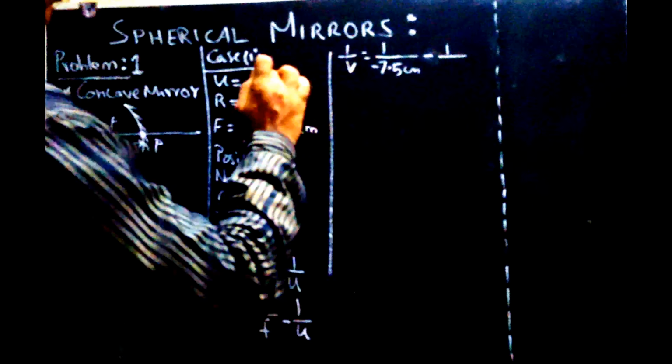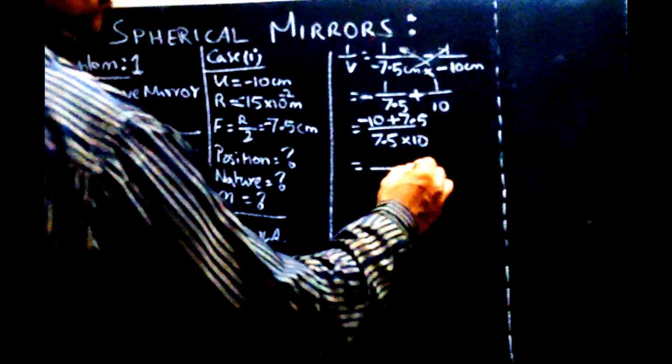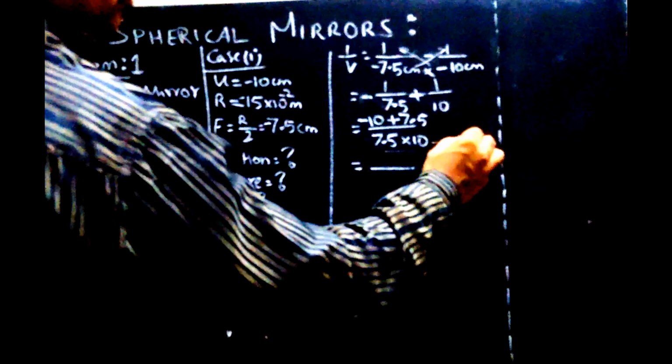Now we are going to take the LCM. If you're not familiar with LCM, just cross multiply. So it is 7.5 into 10 in the denominator, and in the numerator it is with the sign. So it is minus 10 plus 7.5. With the sign it is a must. So minus 10 plus 7.5, you get it as 2.5.